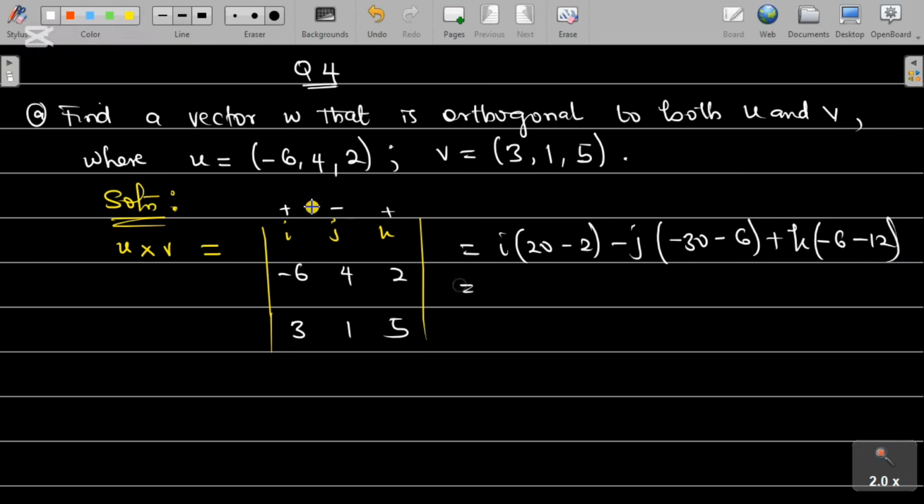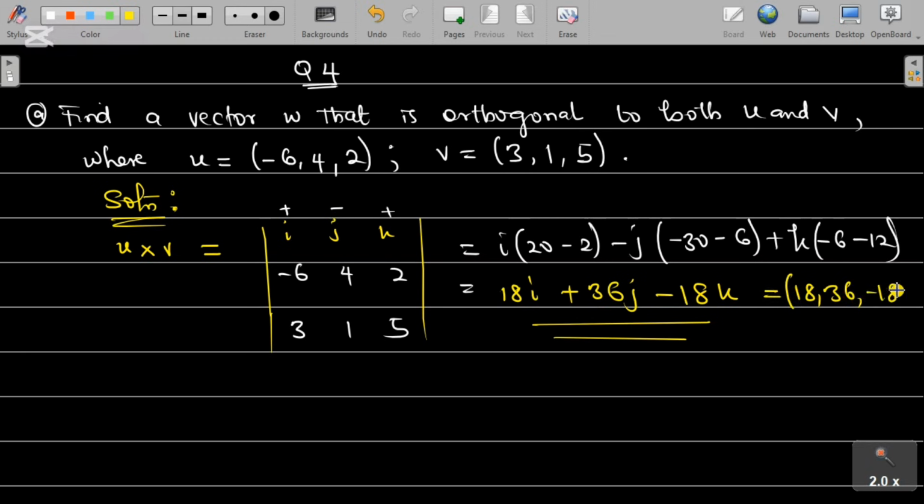From there you would get 20 minus 2 is 18i, and then -30 minus 6 is -36, multiplied by minus j will give us plus 36j, and this last one will give us minus 18k. So in other words, this is the vector that will be orthogonal to u and v, and you can as well put it in bracket form, which is 18, 36, -18, and that's your solution there.